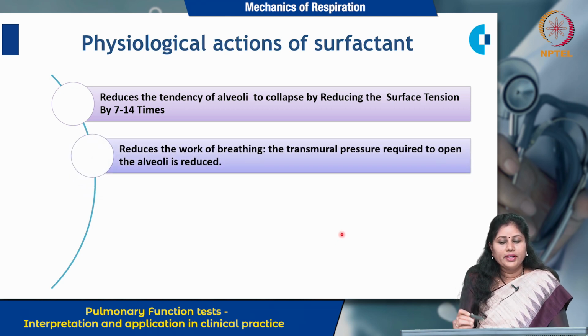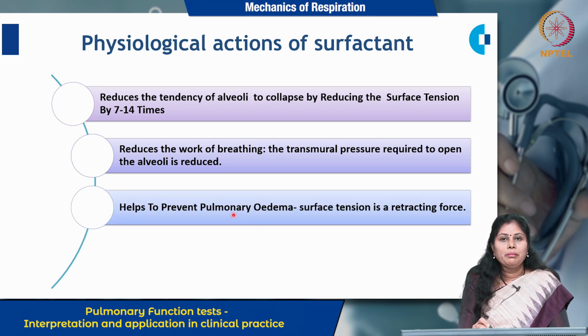Surfactant reduces the work of breathing. At the end of expiration, the alveoli are only partially closed with the help of the surfactant. Without surfactant, they would be completely closed. So during the next inflation of the same alveoli, it is much easier. Only a little transmural pressure is required to open up the partially closed alveoli when compared to the completely closed alveoli. That is how it reduces the work of breathing.